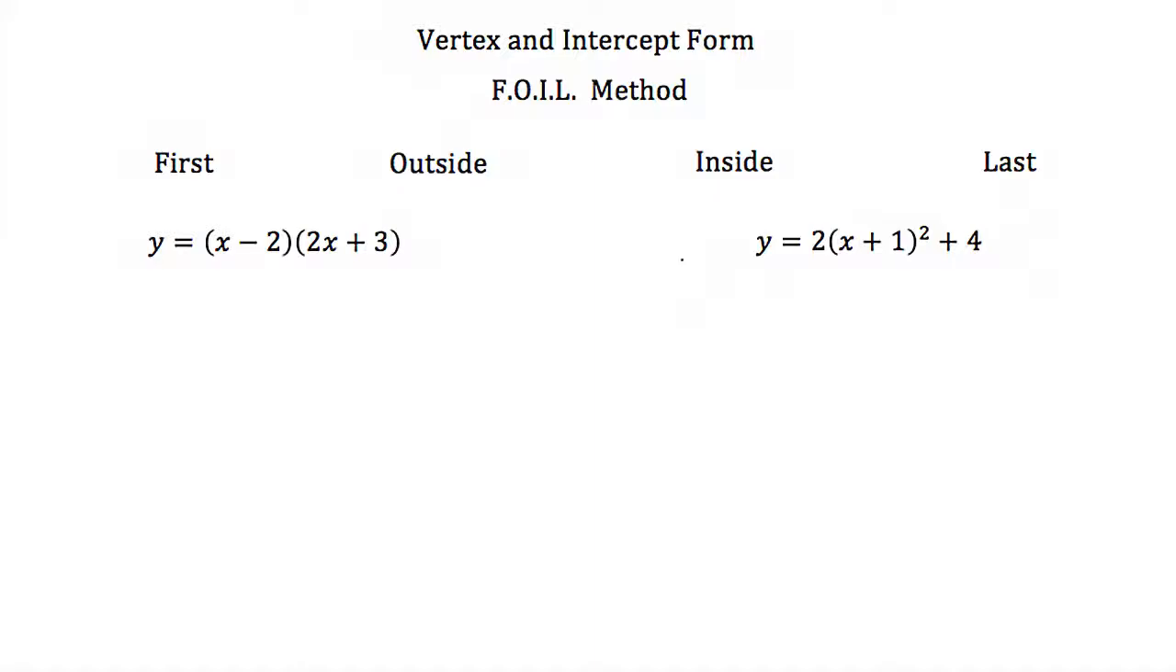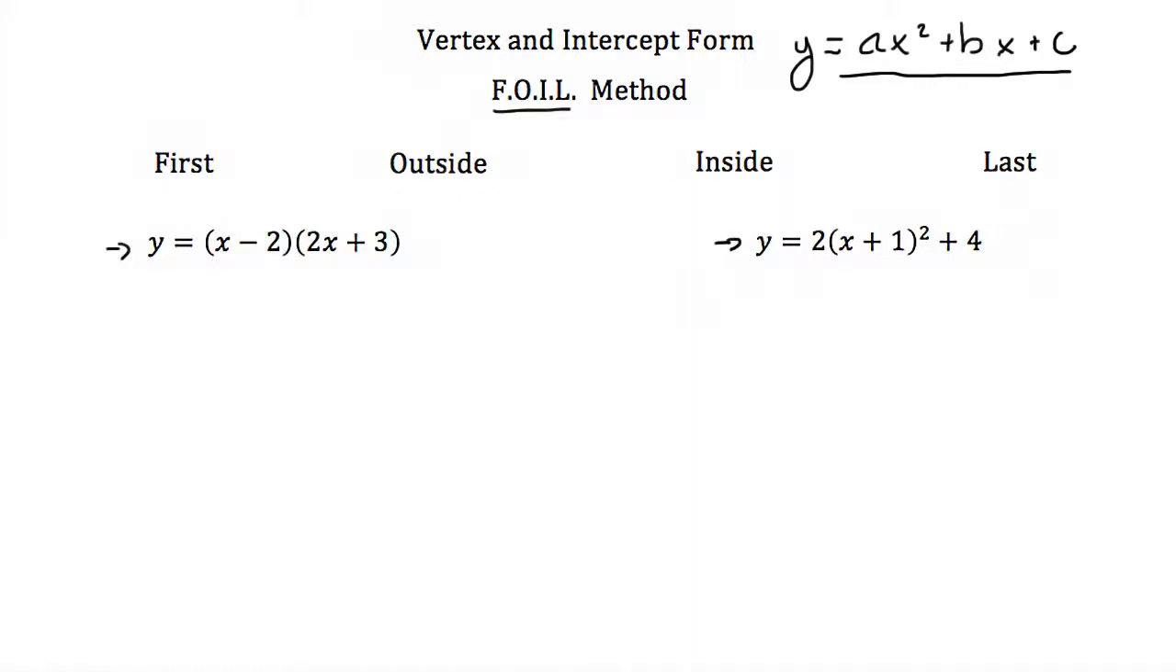The FOIL method is for converting equations in intercept form or equations in vertex form into quadratic equations in standard form, where standard form is y is equal to ax squared plus bx plus c. So to get these equations into this standard form, we use the FOIL method. And the FOIL method, or FOIL, stands for first, outside, inside, last.